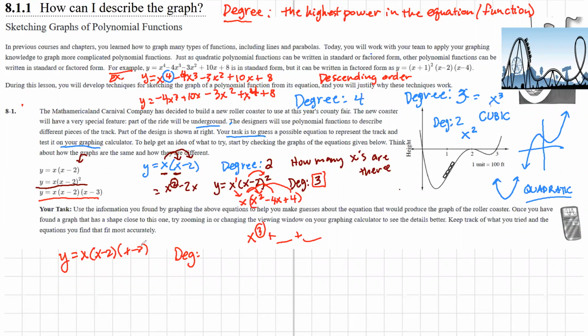Guess again. Somebody else guess again. Yes, it's 3. Okay, it wasn't just going up because there's only 1, 2, 3 x's, guys. When I multiply this one times this one, I'm going to get x squared. When I multiply that x squared times another x, you're only going to get 3 x's. So the degree is 3.